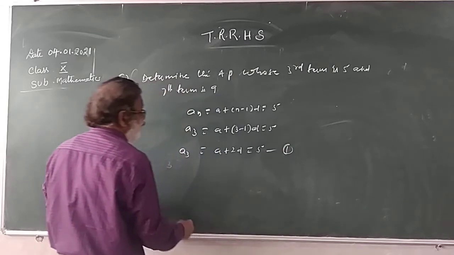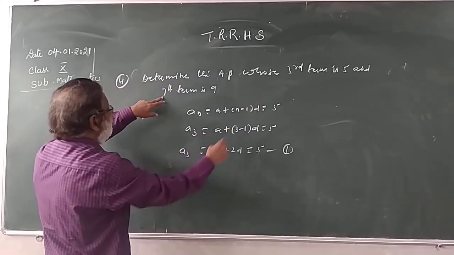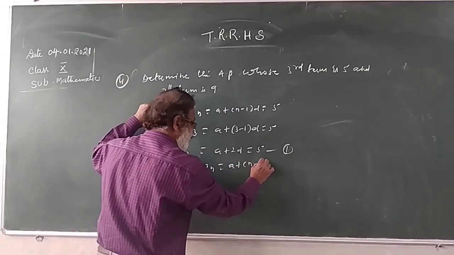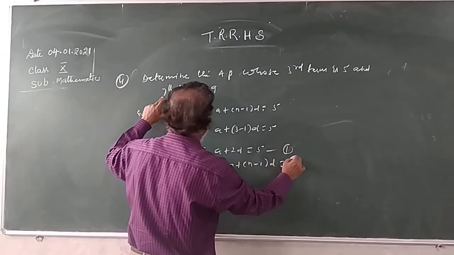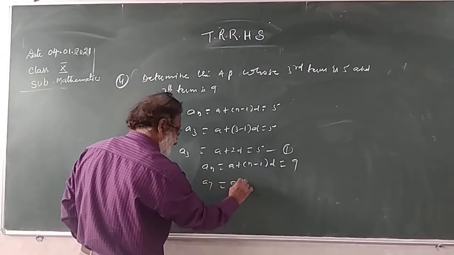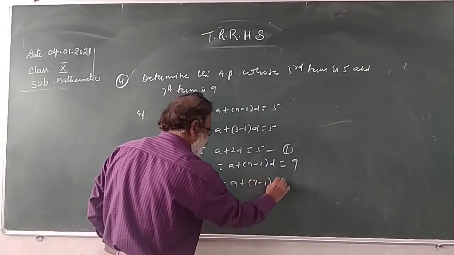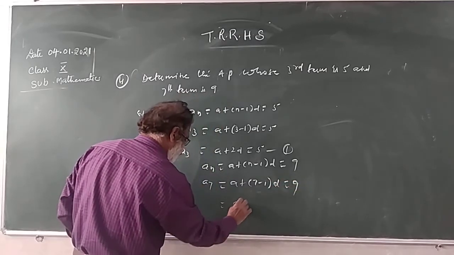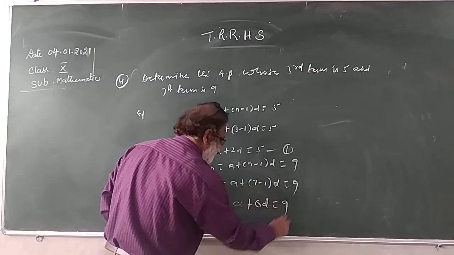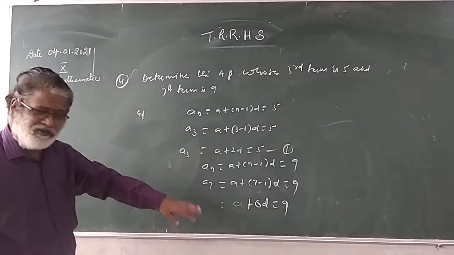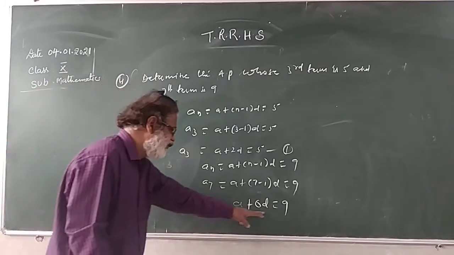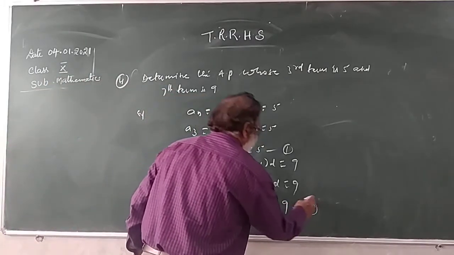This is the first equation. Next, the seventh term is 9. Seventh term: an = a + (n - 1)d equals 9. Put n = 7, so a + (7 - 1)d = 9, and 7 minus 1 is 6. Instead of substituting the value, you can also write the seventh term directly: a + 6d is equal to 9. This is the second equation.